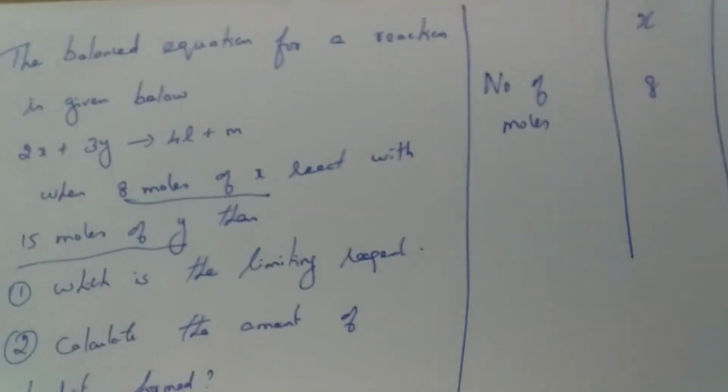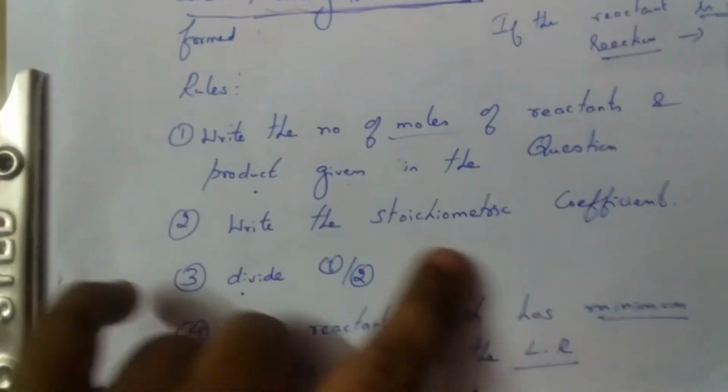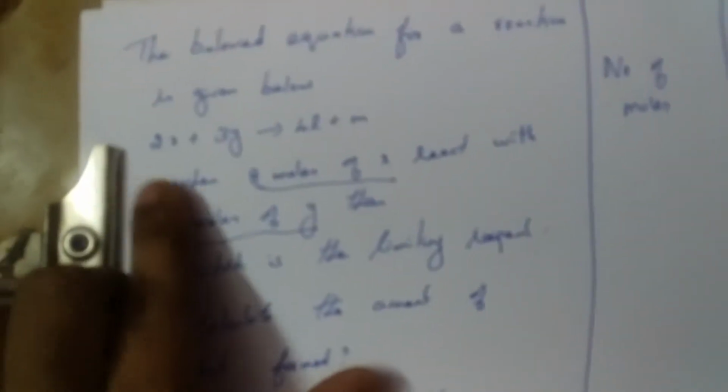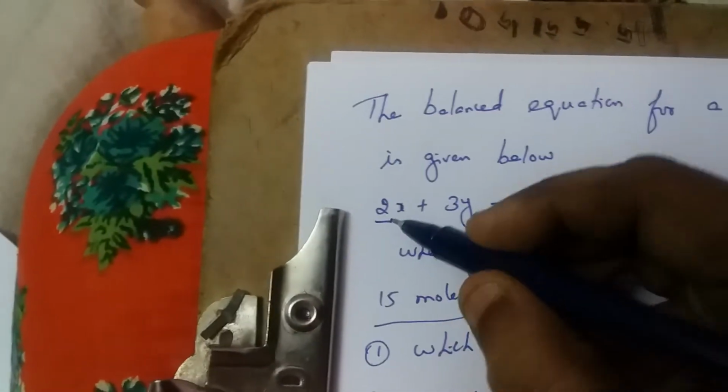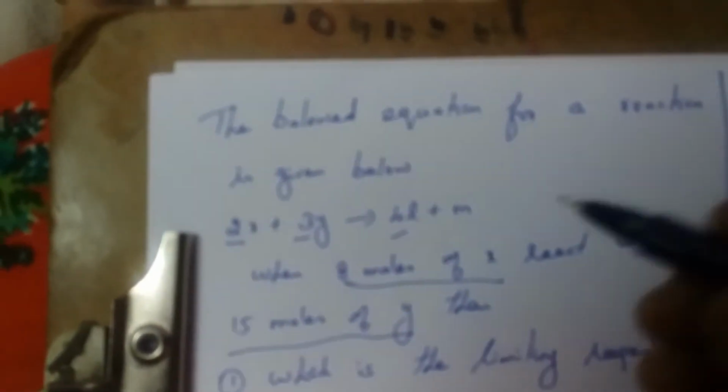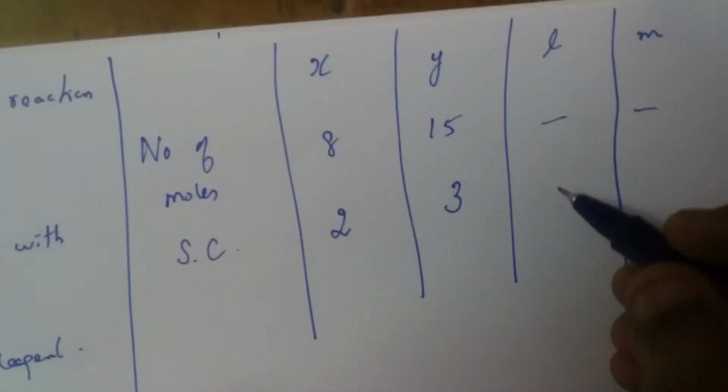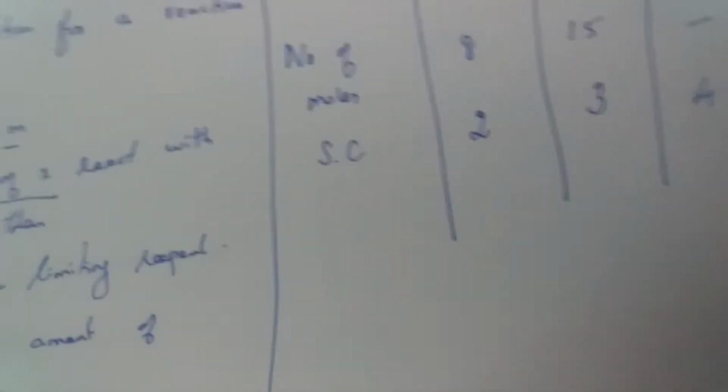Next, in step 2, write the stoichiometric coefficient. The stoichiometric coefficients given in the problem are 2 and 3. Therefore, for X, the stoichiometric coefficient is 2, so write 2 here. For Y it is 3, so write 3. For L it is 4, so write 4. And for M it is 1, therefore you write 1.